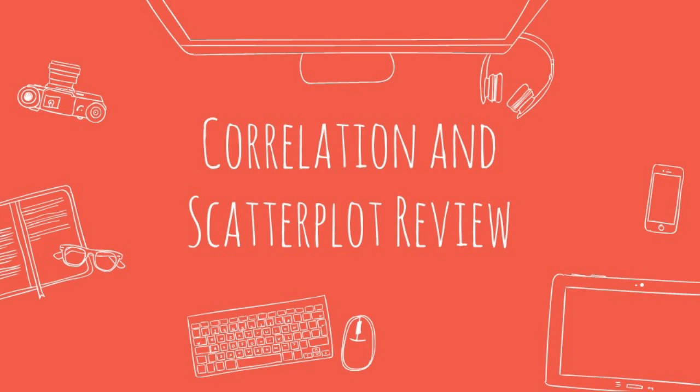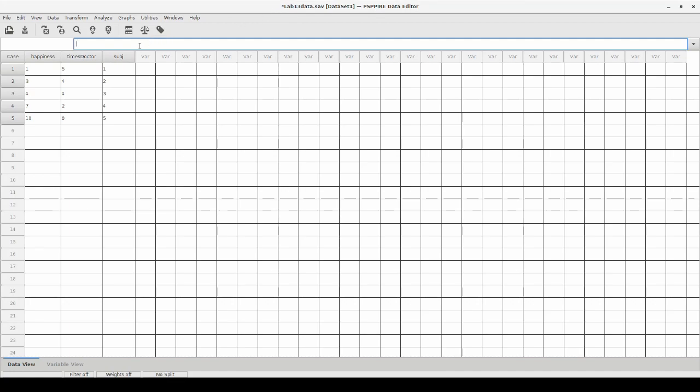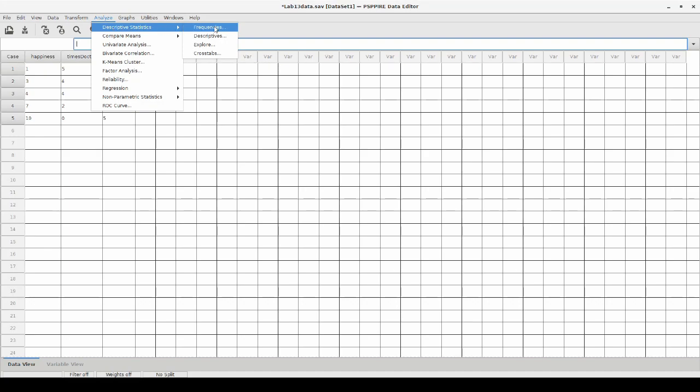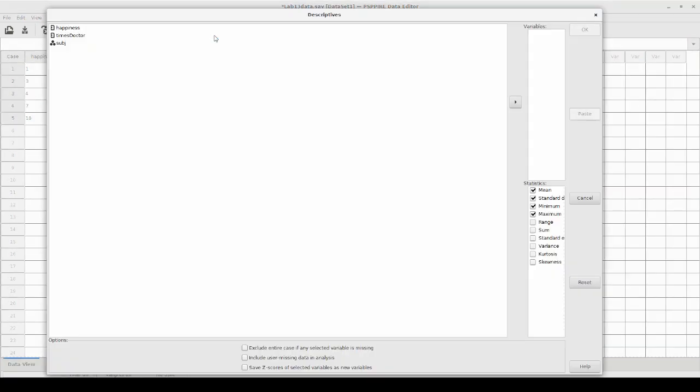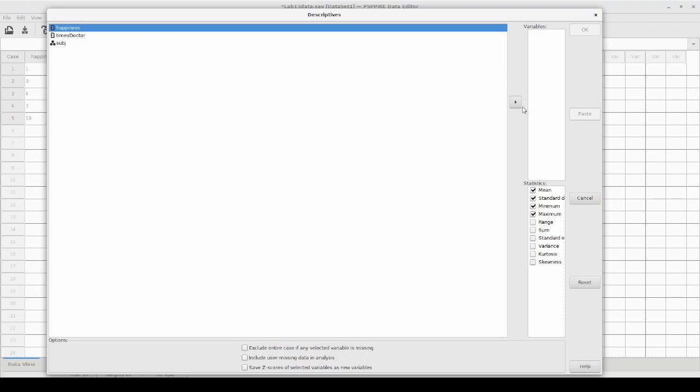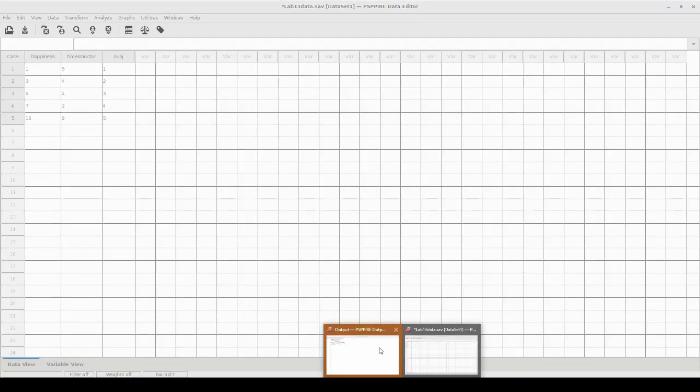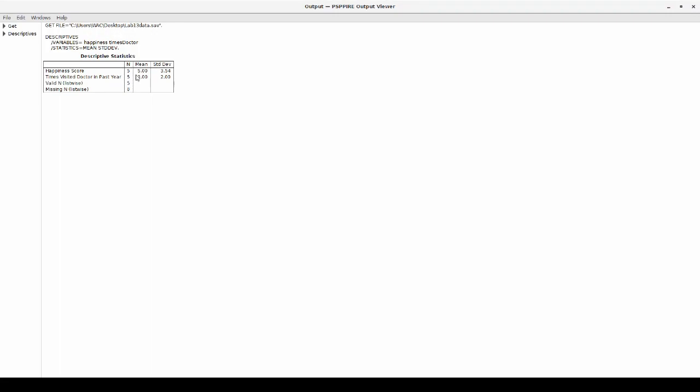Now, before we launch into running the regression, let's recap from last week the kinds of things we might want to know about these variables. For instance, we might want to know the descriptive statistics, in which case we just go to the descriptives. This will open up a window so we can find the means and standard deviation of both of our variables. Get rid of this minimum maximum. And when we open up our output, here we will see that the average happiness score was a 5 with a standard deviation of 3.54, and the times visited the doctor in the past year was a mean of 3 with a standard deviation of 2.